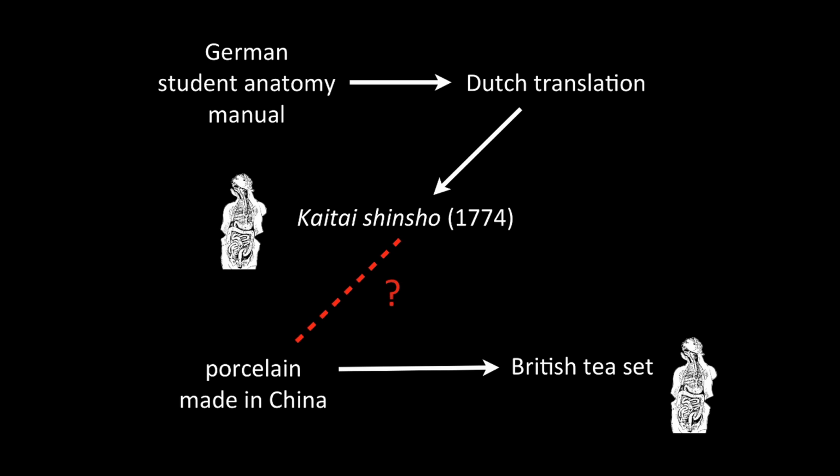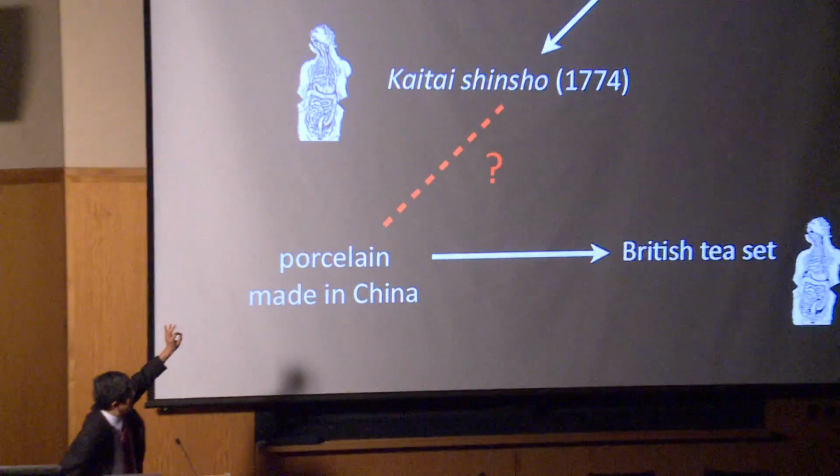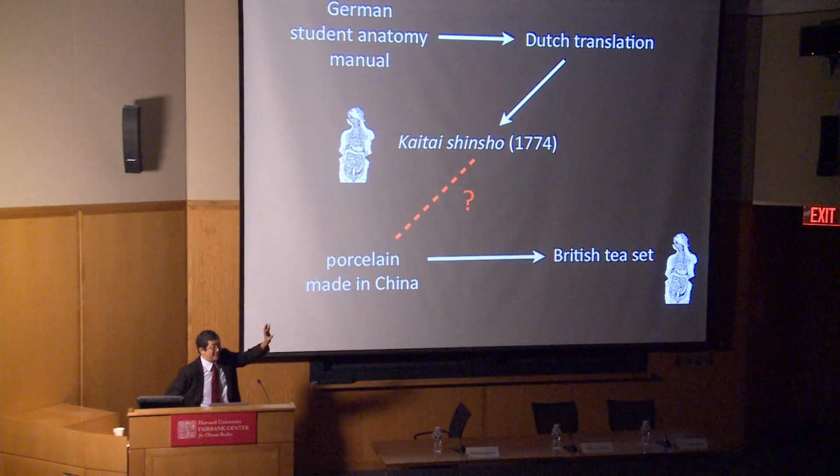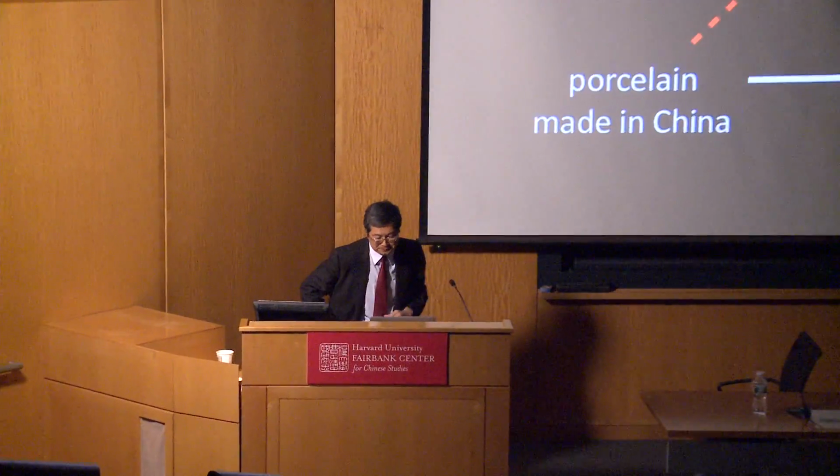So we have the situation where a German anatomical student manual gets translated into Dutch and then appears in Japan in Kaitai Shinsho. And the same image appears in a porcelain made in China and eventually becomes a British tea set. Now, it's unclear what the connection is. In fact, this might be an interesting project of detective work. It's not clear to me that this was put on later. And the very fact that the same image that becomes prominent in Japan gets put onto this British set suggests that there may be some connection somewhere in between.